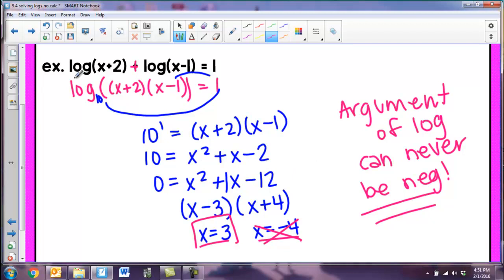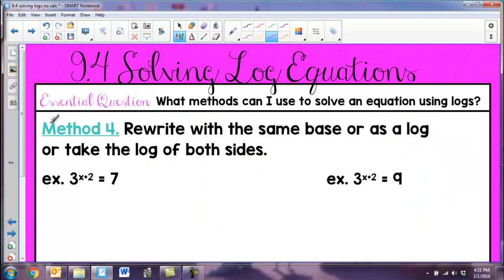Okay? The last type of log equation that you might see is something that looks kind of like these two examples. And so the method that we're going to use is to try to rewrite using the same base, or as a log, or possibly we can take the log of both sides. And I know that's a lot of different things that could happen here, but they're all kind of the same process.